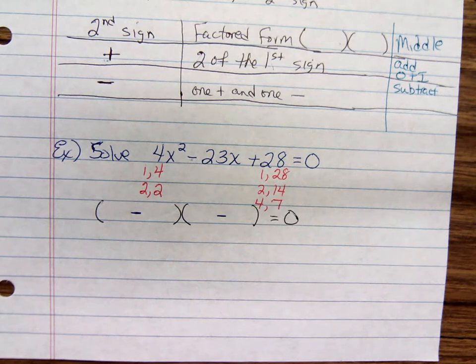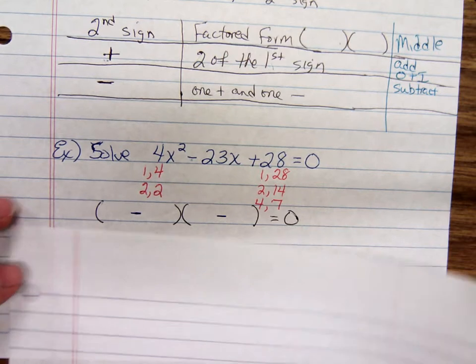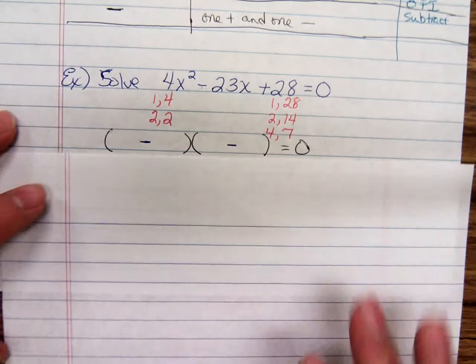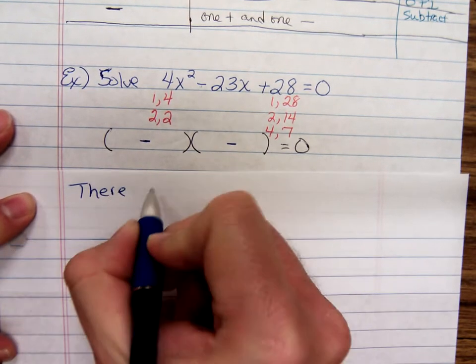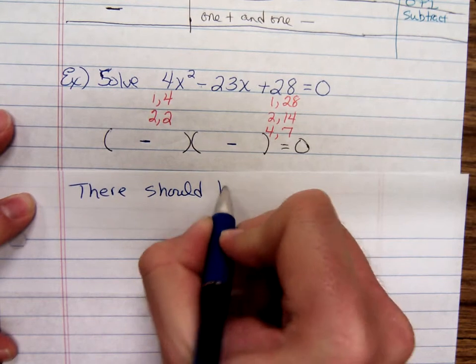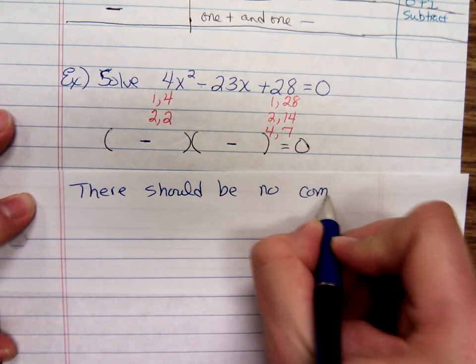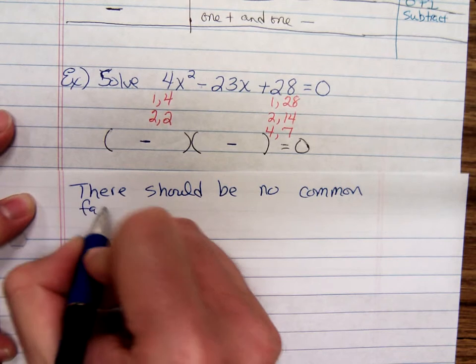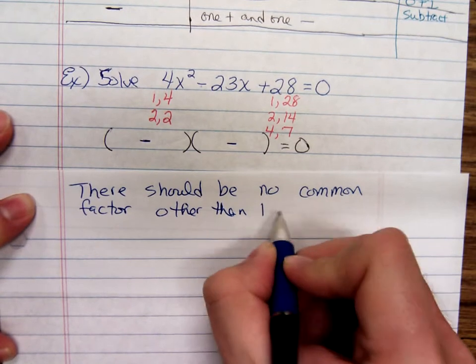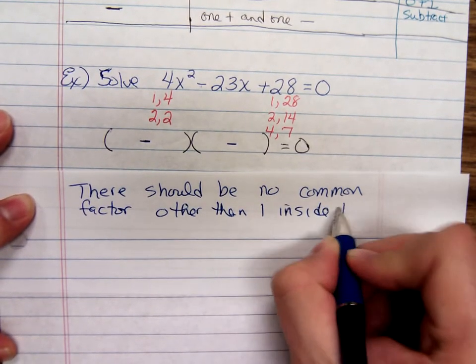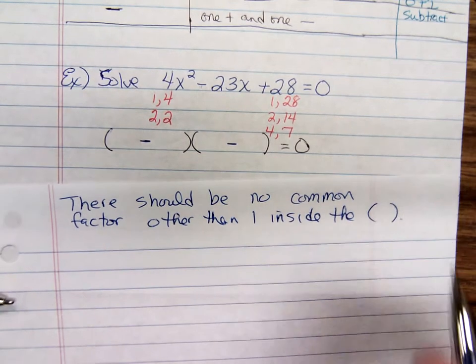Now, a little hint on helping you fill these in, because it's just a trial and error process, but there are some little guidelines you can use. If you're factoring correctly, there should be no common factor other than 1 inside the parentheses.